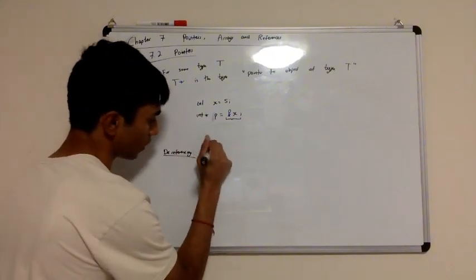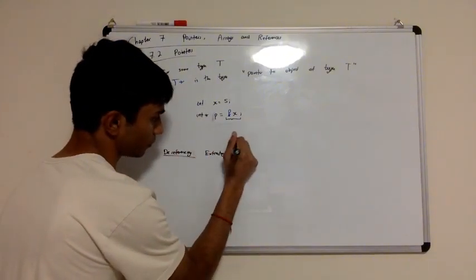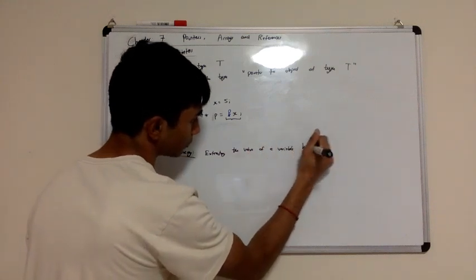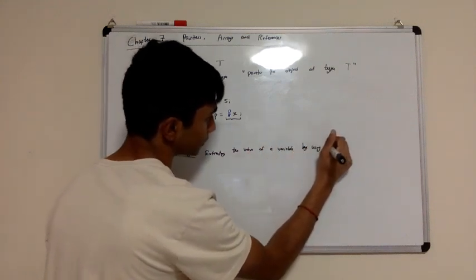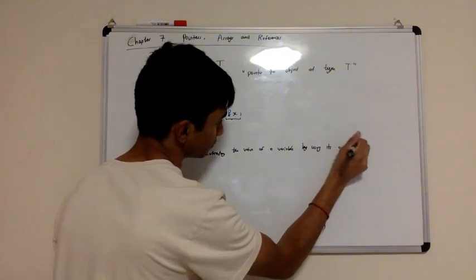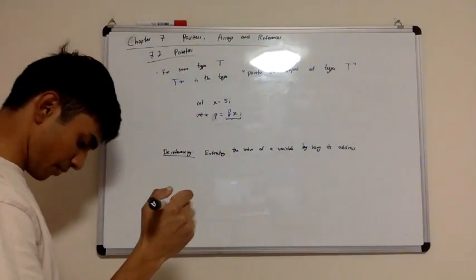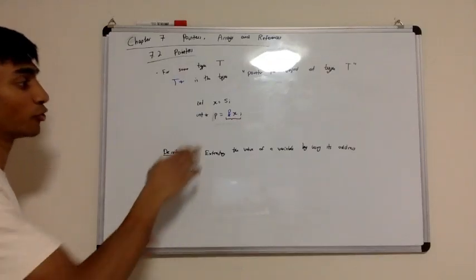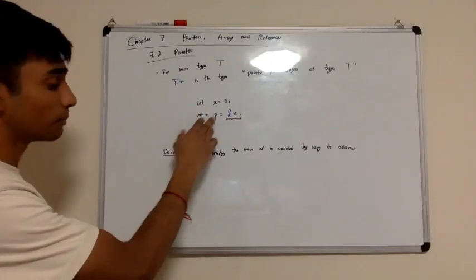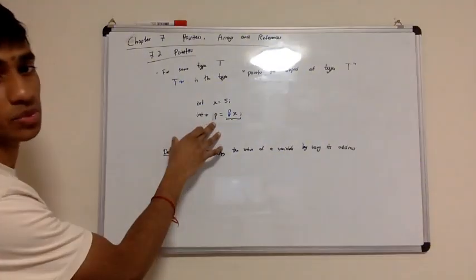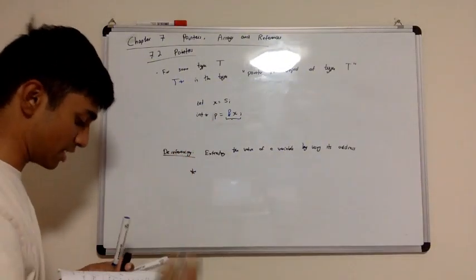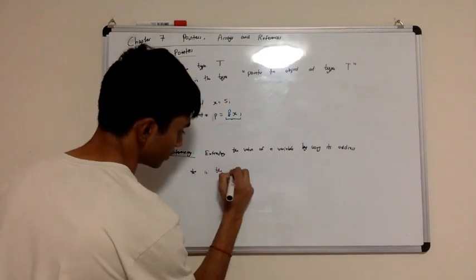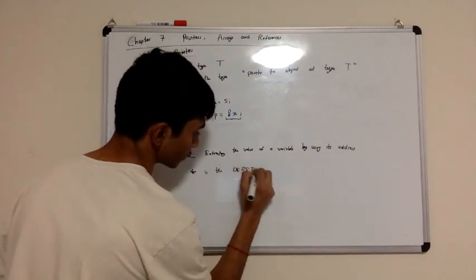This idea of extracting the value of a variable by using its address, right? So the star operator, the asterisk operator, of course we use the asterisk to declare the pointer, but we can also use the asterisk after the pointer has been declared to dereference the pointer, meaning extracting the value. So the asterisk is the dereferencing operator.